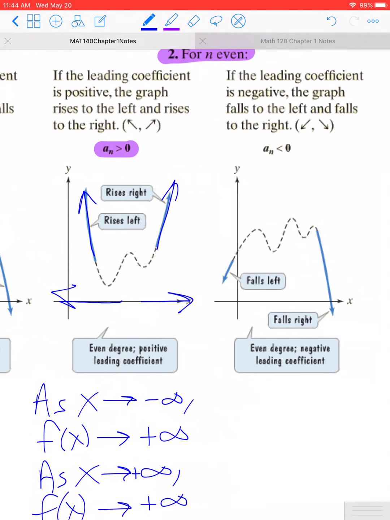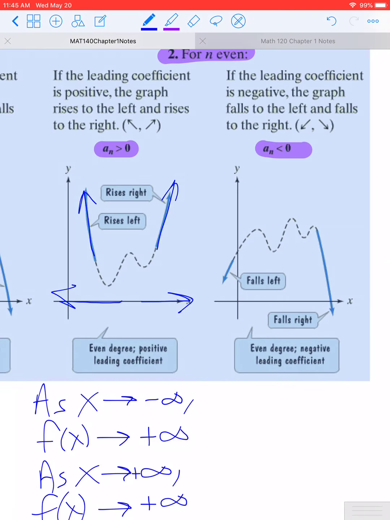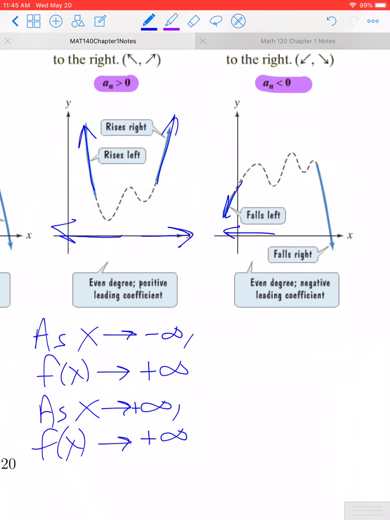On the other hand, let's suppose we still have an even exponent, but what would happen if the leading coefficient was negative now? Well, the answer is it kind of reverses its behavior. As x approaches negative infinity, we see that the function is falling and going down, so the function values will be approaching negative infinity.